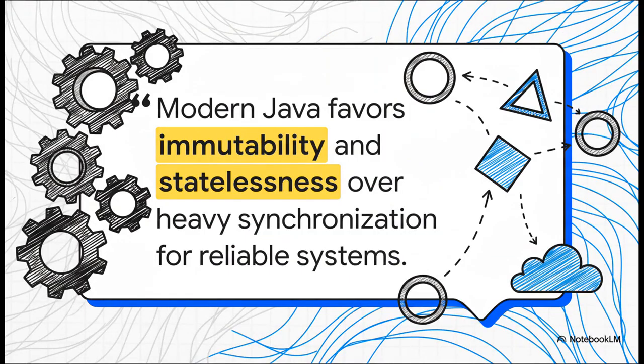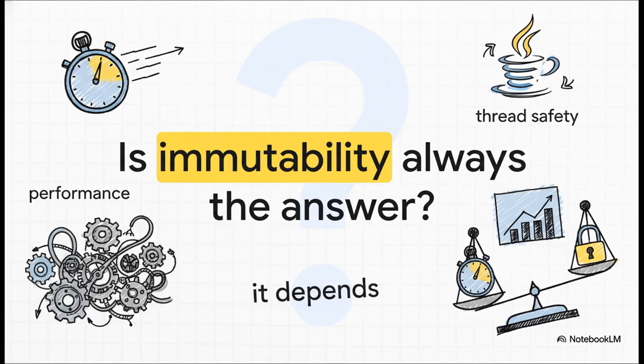And this is the final, forward-looking point that ties it all together. This isn't just a clever trick from the past. It's the direction modern software engineering is headed. Building systems that are scalable, reliable, and easy to think about means favoring these simpler, safer patterns like immutability over complex, error-prone locking. And we'll leave you with this question to think about.